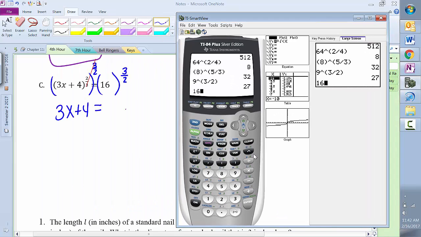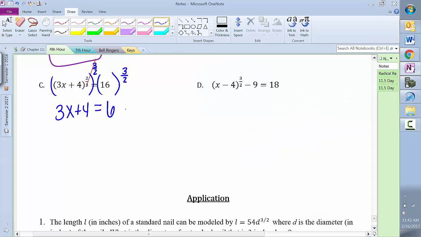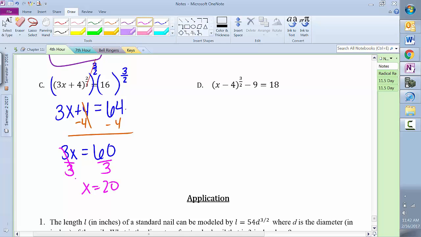Let's see, 16 caret parentheses 3 divided by 2, close it up, and you get 64. Now what? From here you should be good. Good. Subtract 4. Math's fun if you really understand it. I love solving problems. How about 20? It is 20 because 60 divided by 3 is indeed 20. Do you have questions?